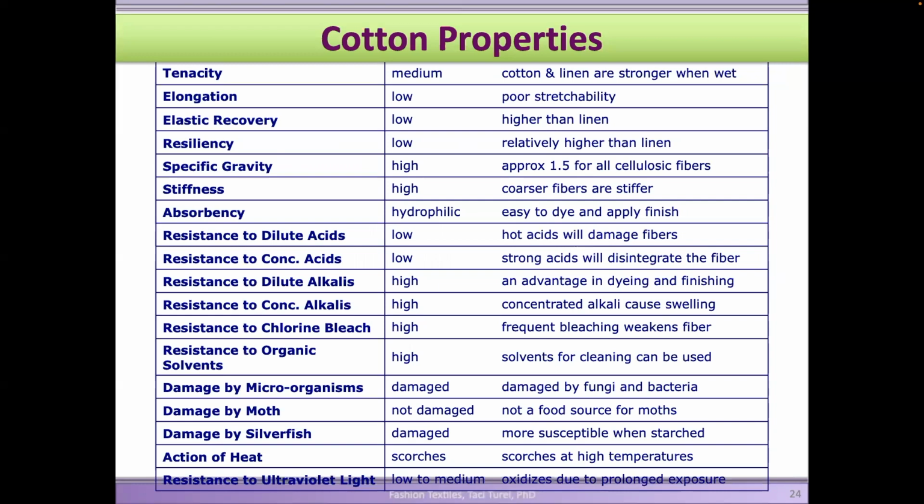Here's a summary of all the properties that I already mentioned. An interesting fact, cotton and linen are much stronger when they're wet. So when they're in the washing machine, you're washing them, they're actually stronger. It's harder to break them when they're wet. And this is an interesting property they have. They have low elongation, low elastic recovery or elasticity. They're not very elastic. And they wrinkle a lot. They have low resiliency. They are hydrophilic.